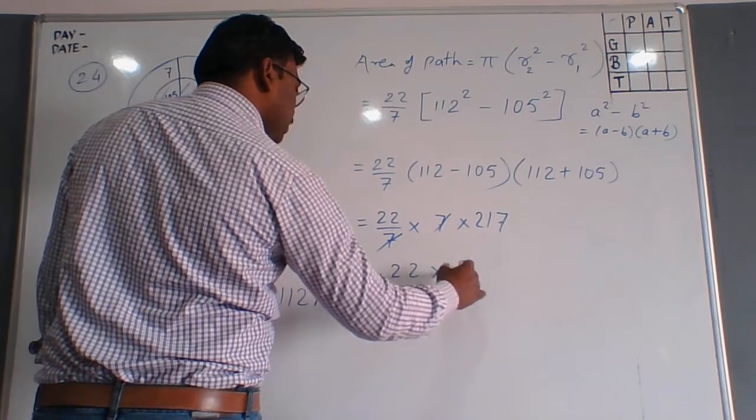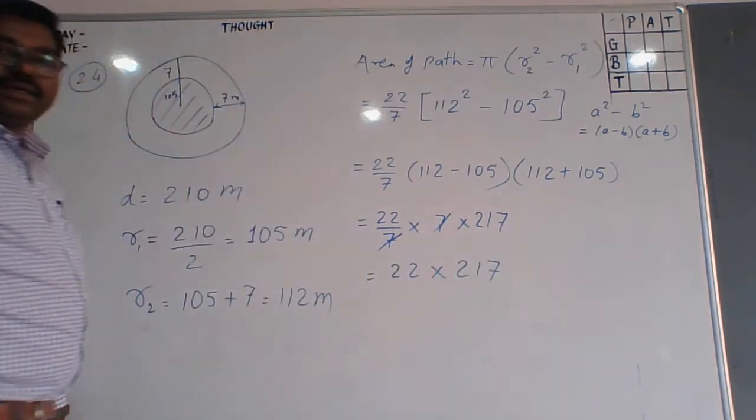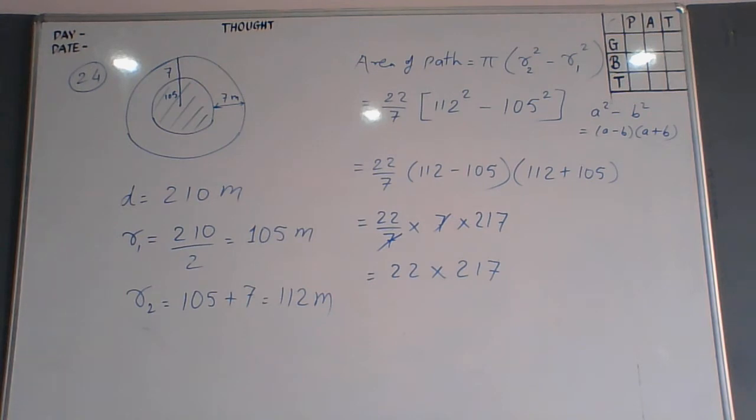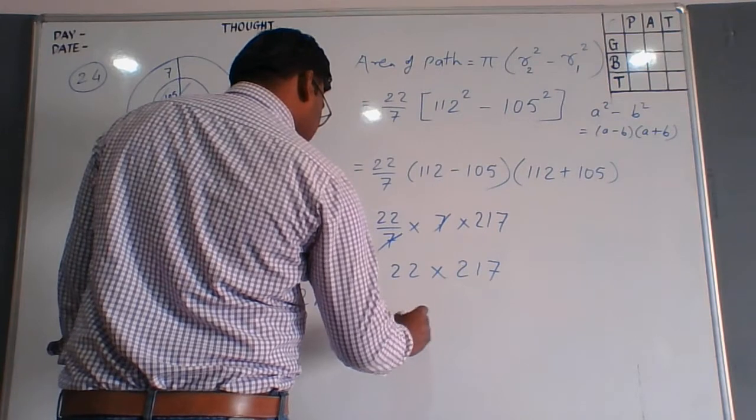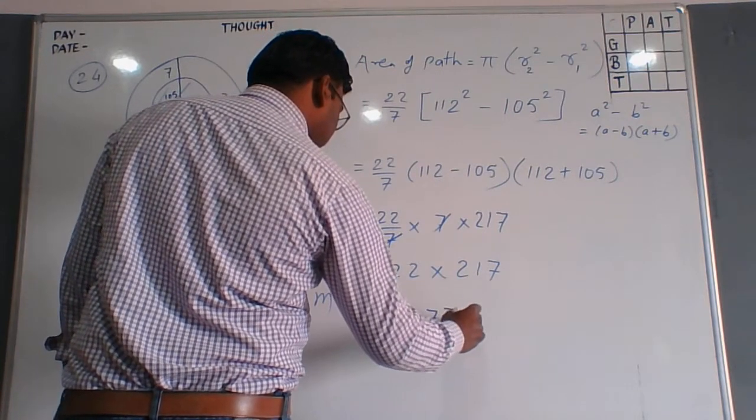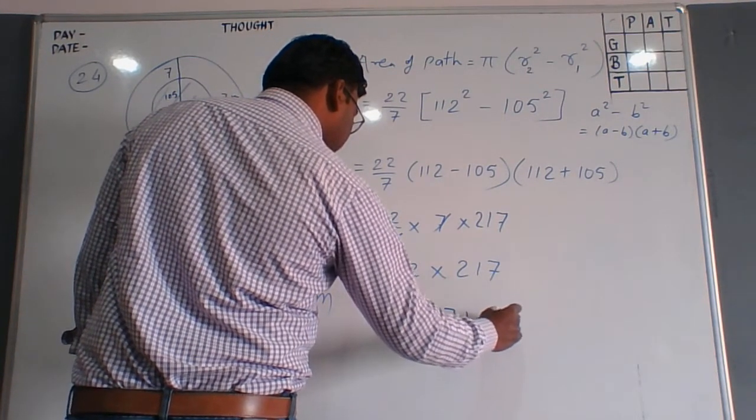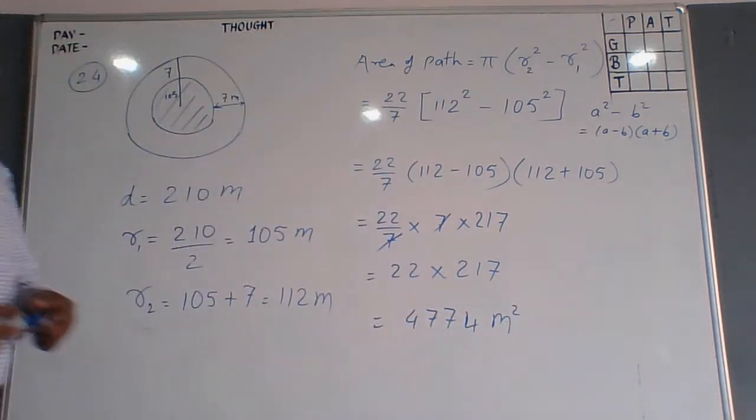Multiplication of 22 and 217 is 4774 meter square. Okay. So this is the area of path of the given dimension, right? So please copy this question in your notebook.